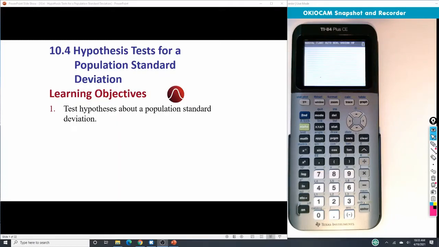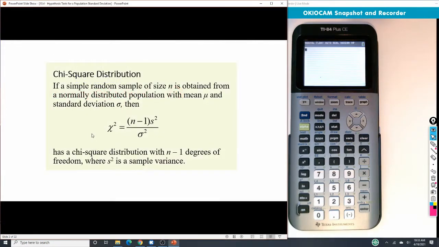10.4 Hypothesis Test for Population Standard Deviation. Okay, so when we're talking about standard deviation, that means that we're going to end up going back to our chi-square distribution. So we need to remember that formula. So chi-squared is going to be our n minus 1 times s squared, all divided by sigma squared, our standard deviation squared.